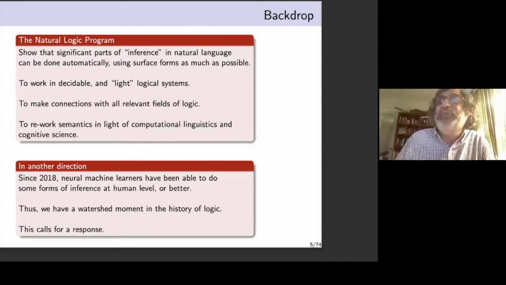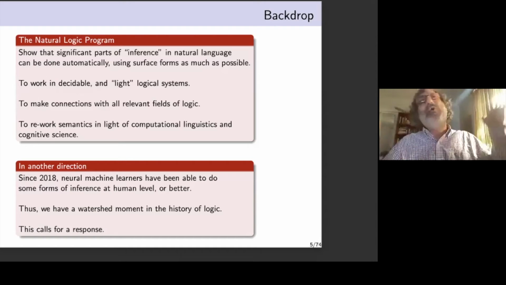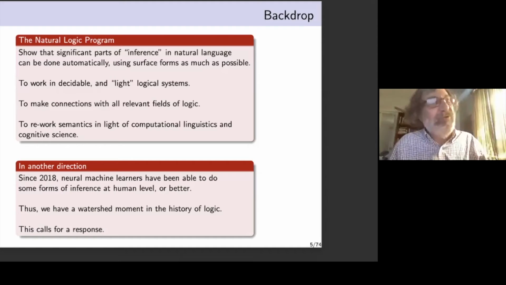And all the logical systems should be decidable. And in fact, they should be pretty light. What I mean by that is they should be low complexity, and the complexity of the whole thing, when you put them all together, might turn out to be undecidable. But each little piece of the inferential story should be a very small piece, as we would learn from something like cognitive science or computer science.